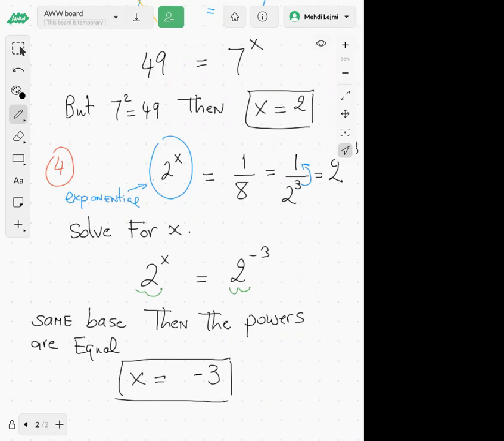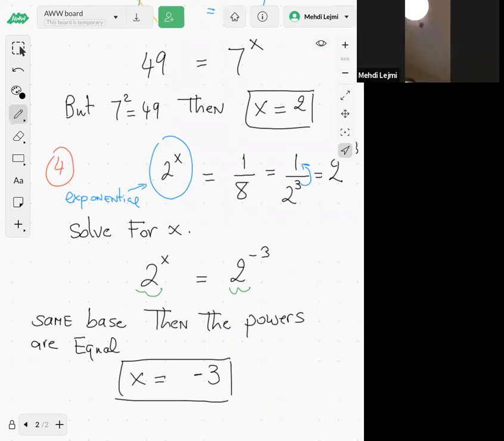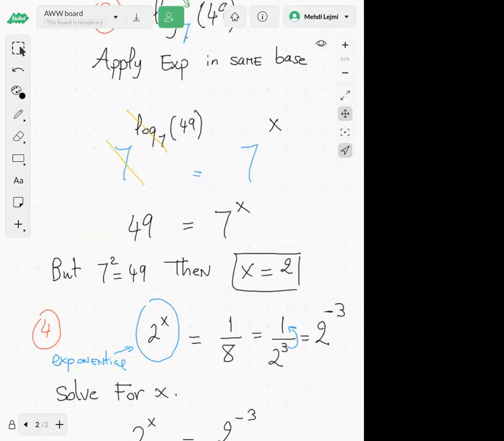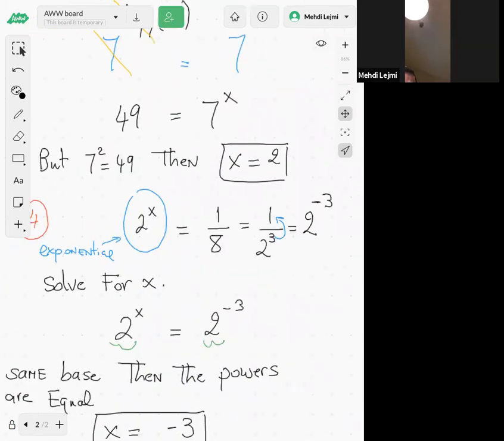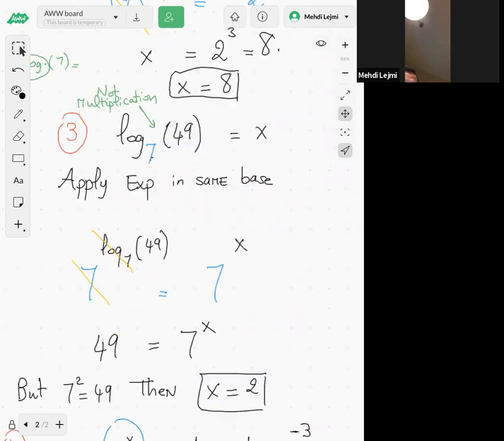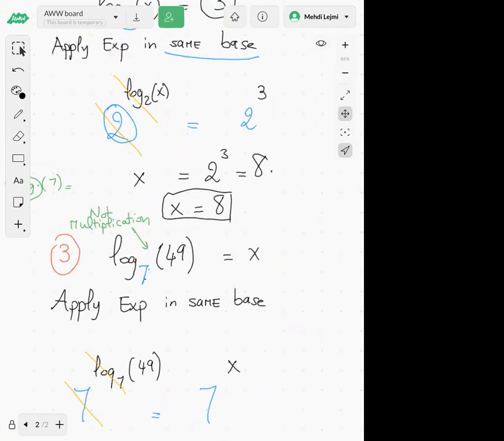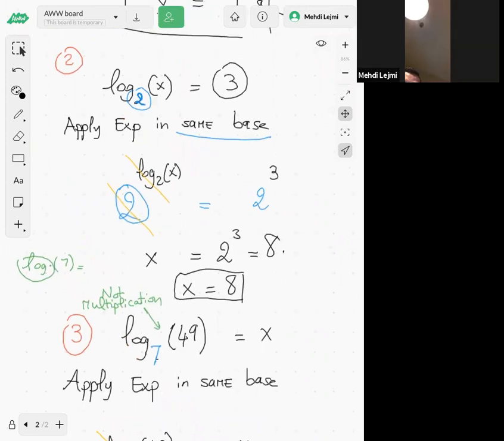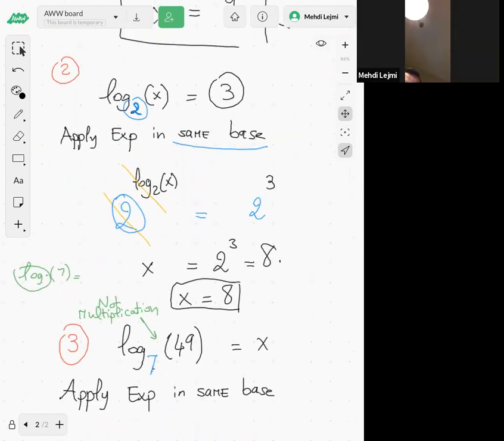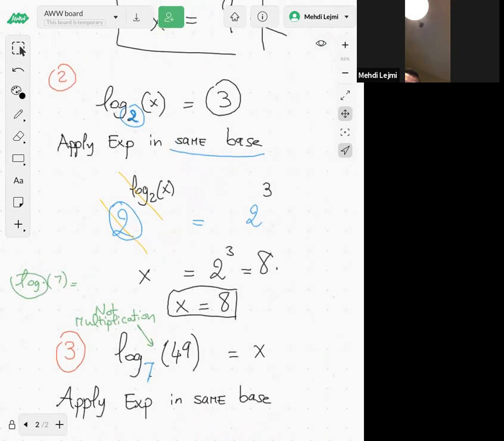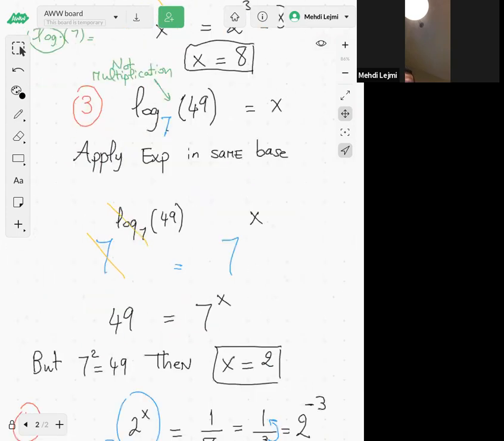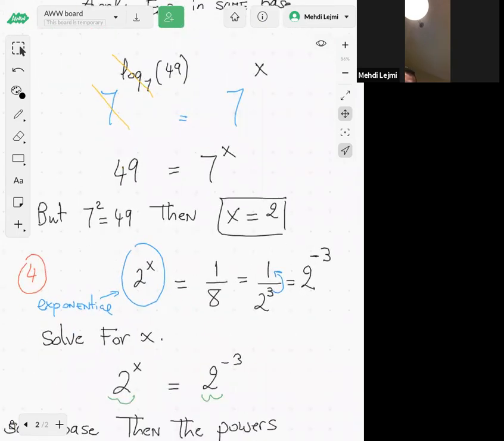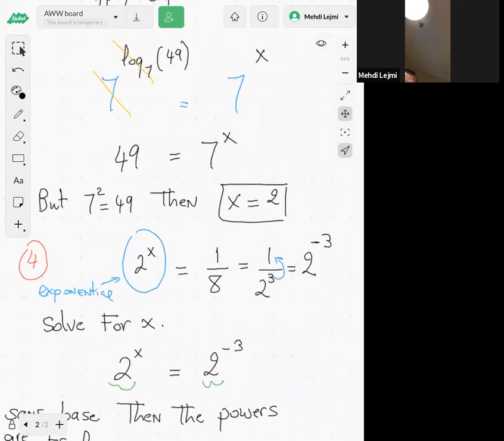Now, you may feel like this is different from the previous one. Yeah, it's different actually. We did some log equations before. This is an exponential equation, so there's no log here. In the previous examples, we had some log equal to a number, and we had to solve for x. That was a logarithmic equation. Here we have an exponential equation, so there's no log here, and you have to solve for x.